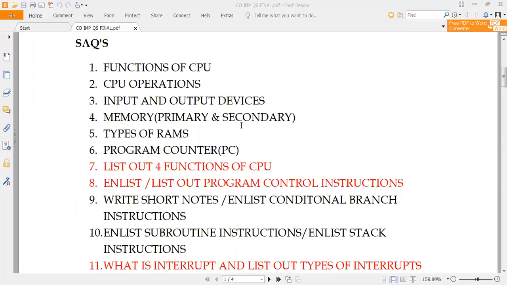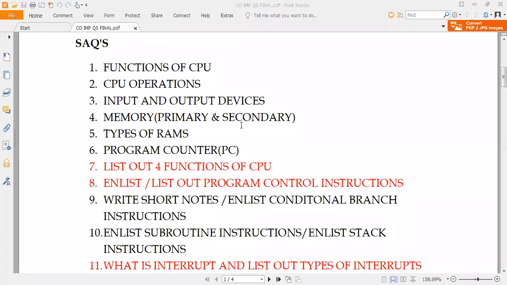Now list out 4 functions of the CPU. What are the 4 functions? Getting the input, processing it, storing, and one more is missing: decode. Fetching, decoding, executing, and storing.